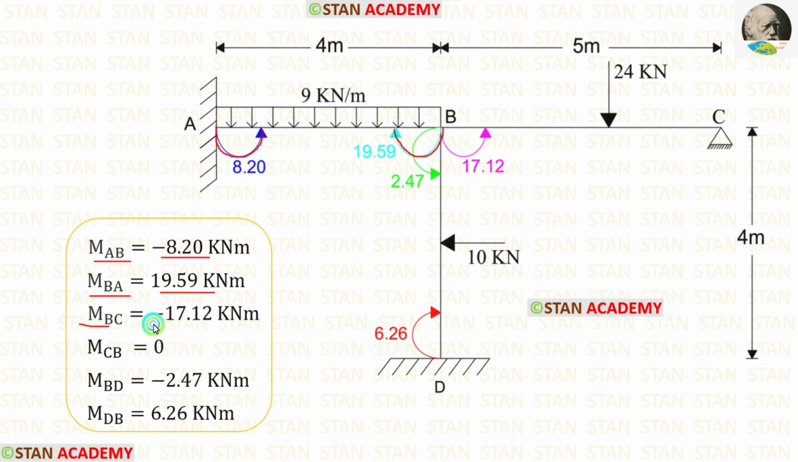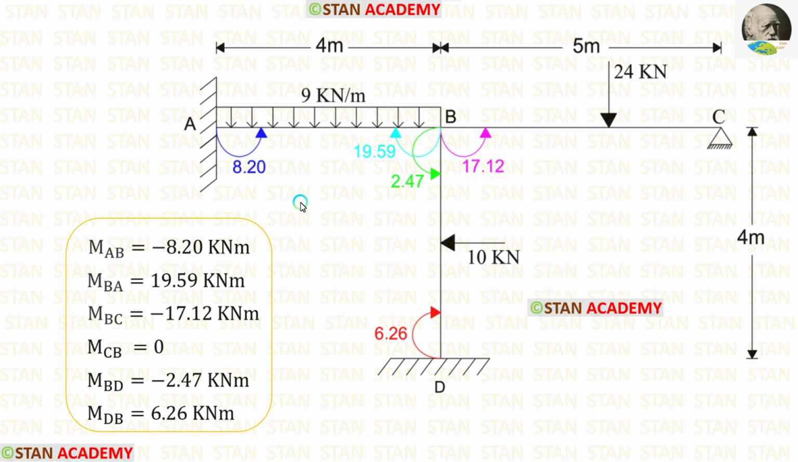For MBC, we got a negative value. That means it is acting in the anti-clockwise direction. We know that MCB is 0. For MBD, we got a negative value. That means it is acting in the anti-clockwise direction. For MDB, we got a positive value. That means it is acting in the clockwise direction.